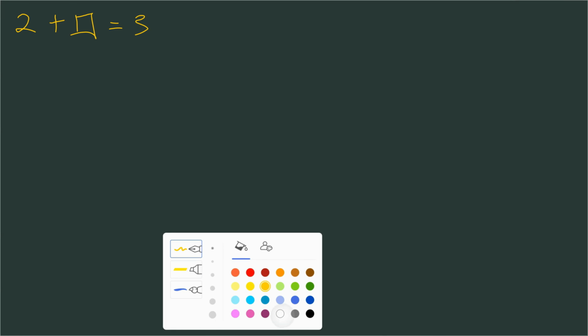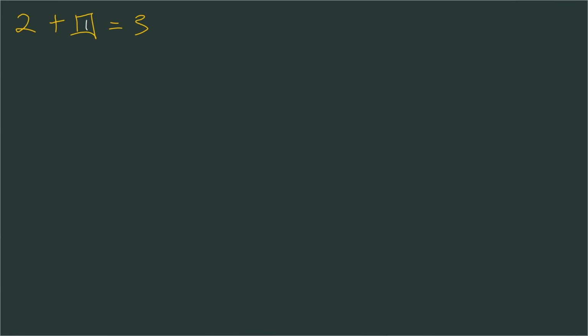Now, initially you used this often simple equation in class: 2 plus a box equals 3. You'd count your fingers and find that the answer was 1. This box here was used to represent the unknown.